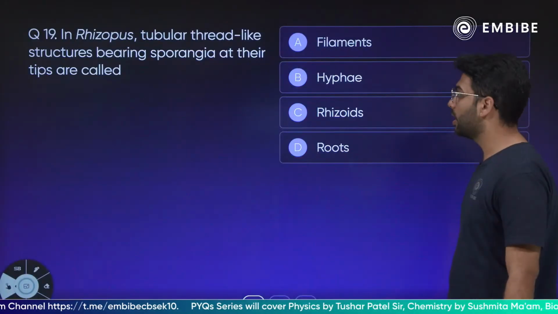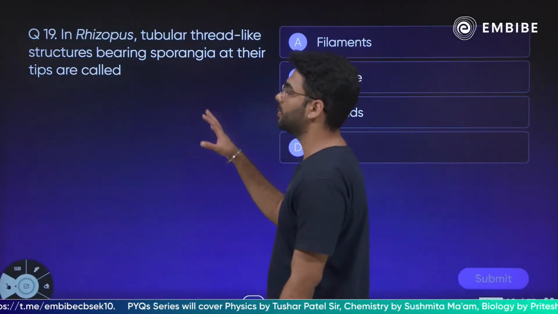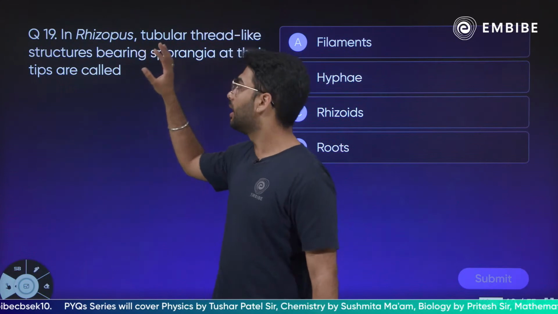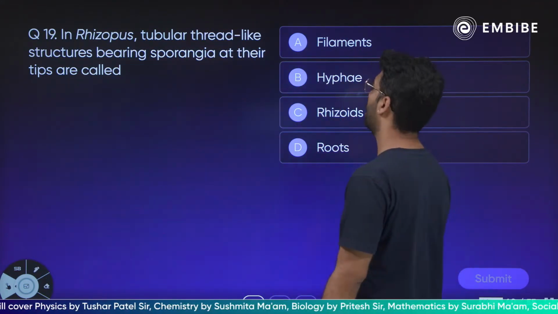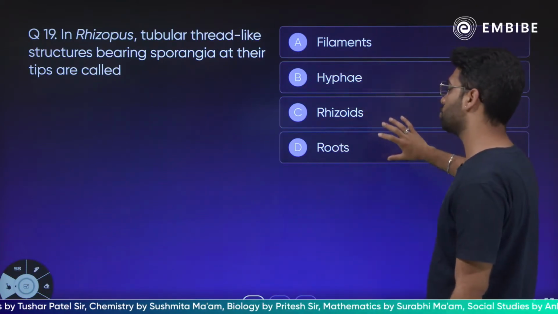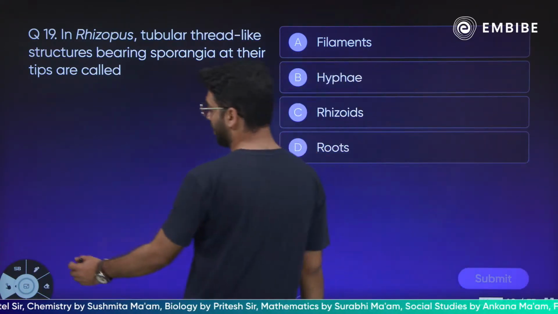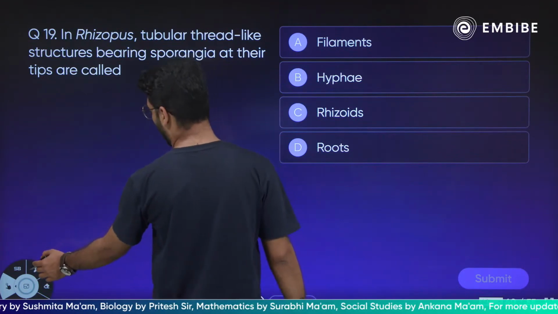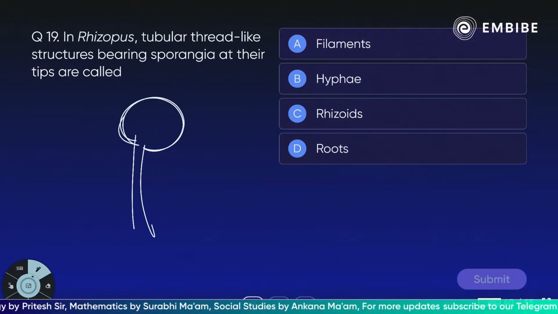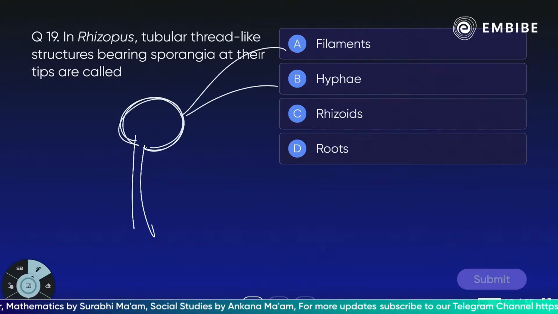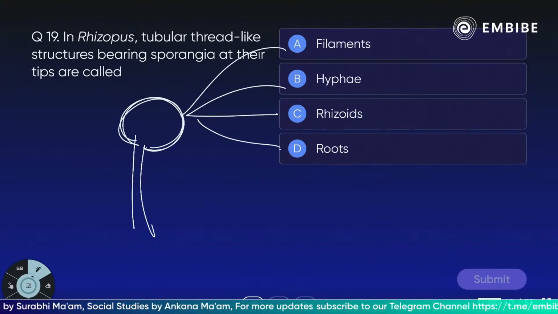Next one, in rhizopus. Now rhizopus is a fungus. In rhizopus, the tubular thread-like structures bearing sporangia at their tips are called as filaments, hyphae, rhizoids, or roots. So the ones which have got sporangia at the top, these are called as filaments, hyphae, rhizoids, or roots.